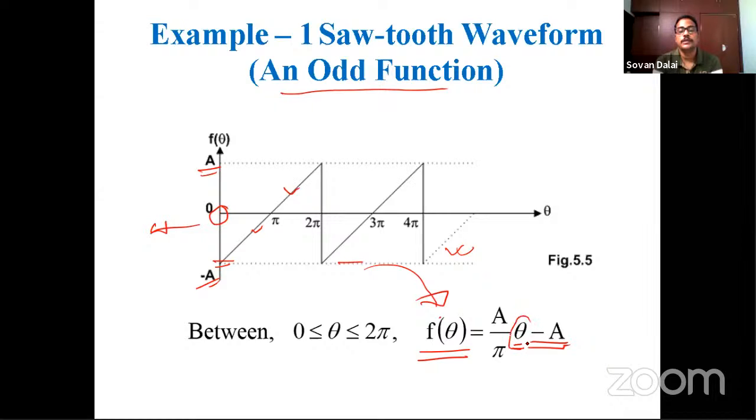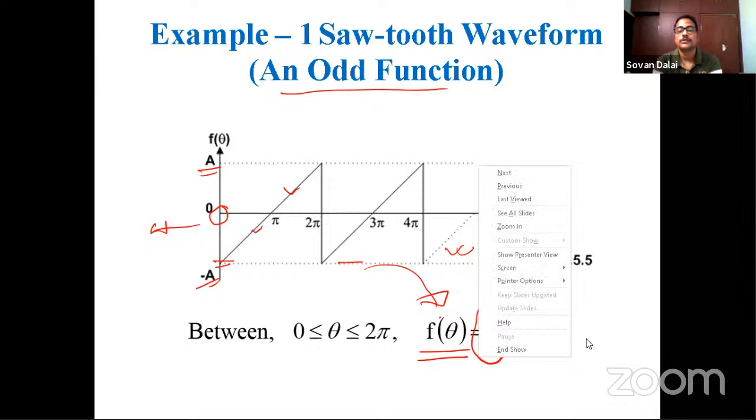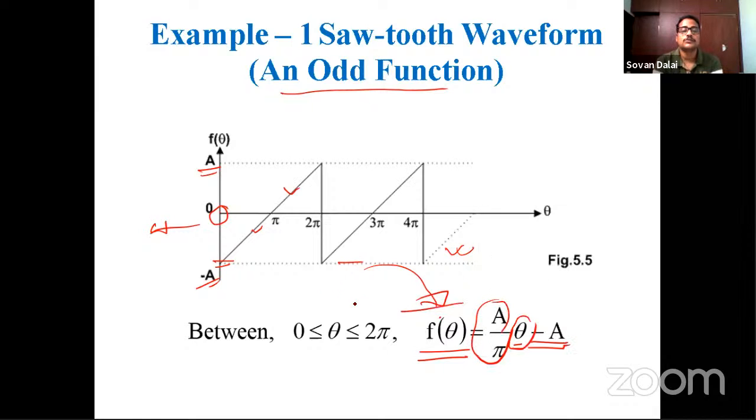The variable here is theta. So this is basically called the slope of this straight line. And minus a, why do I consider this minus a? That minus a is basically the initial value at theta equals 0.